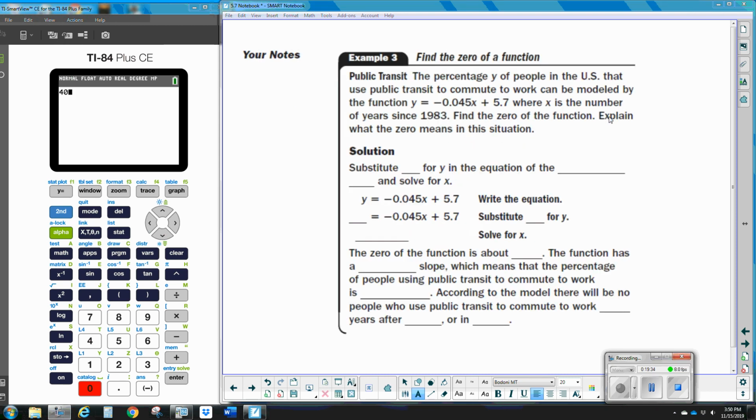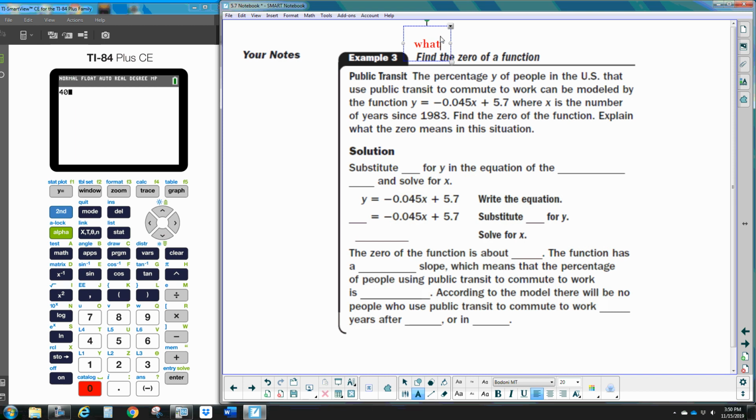Okay, now let's look at this last example. In this last example, we're finding the 0 of a function. Okay, so finding the 0 is what is the y value or what is the x value when y equals 0? That's what we need to find. We need to solve for x when the function is equal to 0.